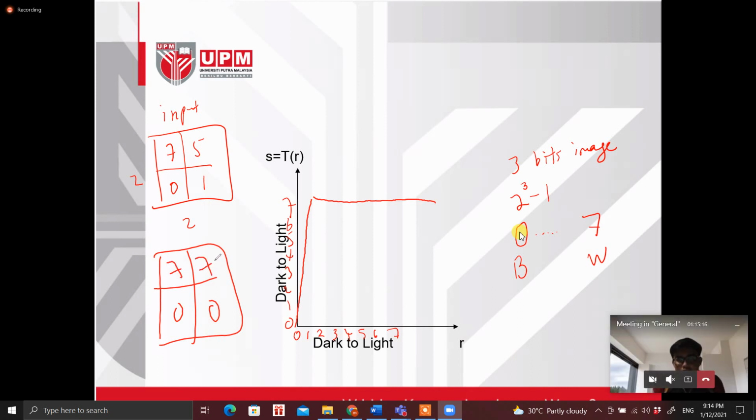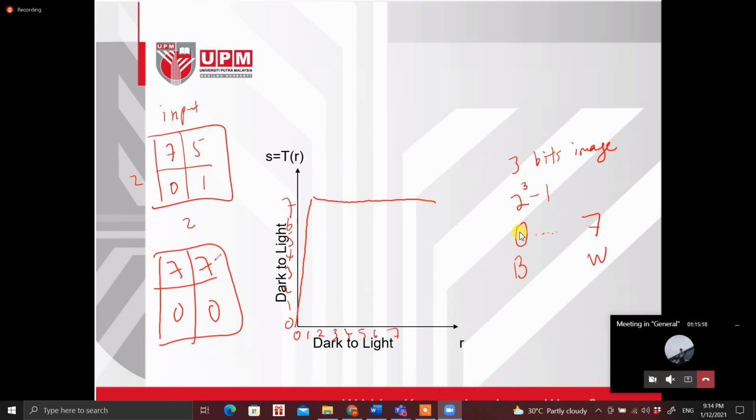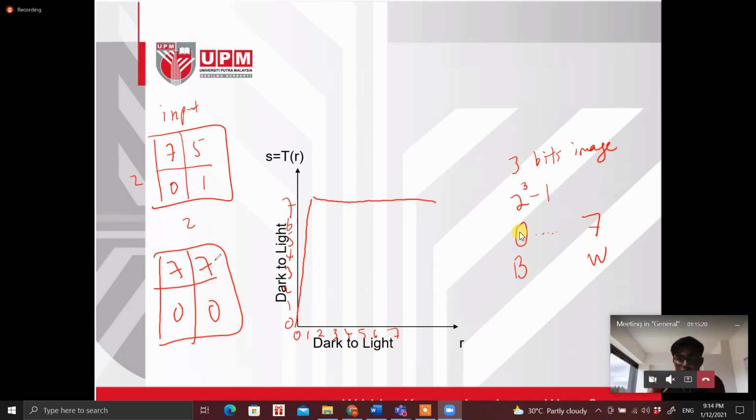Otherwise, earlier your image is 0, 0, 1, 1. It is very dark, and it's actually quite difficult to differentiate between black and very dark gray 1. But now if you have this particular function, you can change the image and it becomes 0 and 7. So now you have a very good contrast of an image.